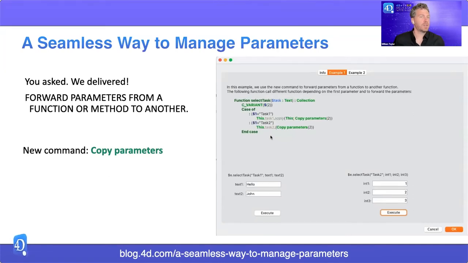With 4D v19 R5, developers don't have to handle complex parameter checks if they don't want to, like count parameters, value types, when calling a function and just passing parameters. A new command is provided, Copy parameters, allowing to easily pass parameters used for a function or method to call another function or method. This results in a lighter, more elegant, and easier to read code base.